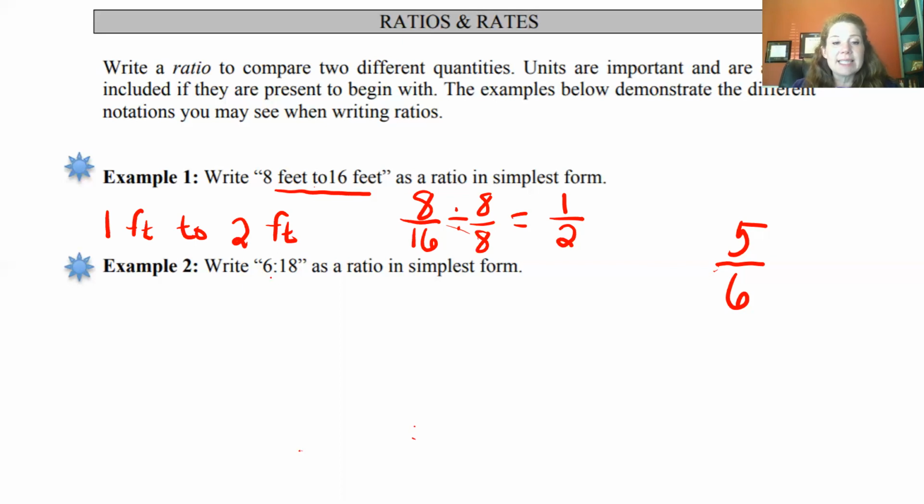Example 2, write 6 to 18 as a ratio in simplest form. In this ratio, they don't give the units, so we can't assume what we have 6 of and what we have 18 of. But in the first one, they did include the units, so you want to make sure that you do write the units when they're presented. What can we divide 6 and 18 by? Well, they're both divisible by 6. 6 divided by 6 is 1. 18 divided by 6 is 3. So 6 to 18 is equivalent to 1 to 3. 1 to 3, not the number 2.